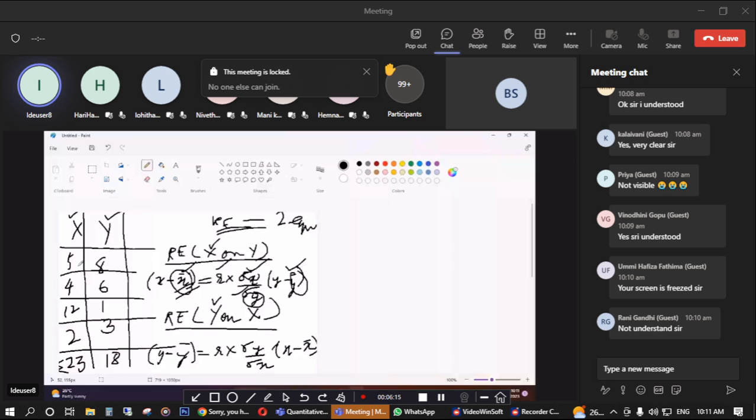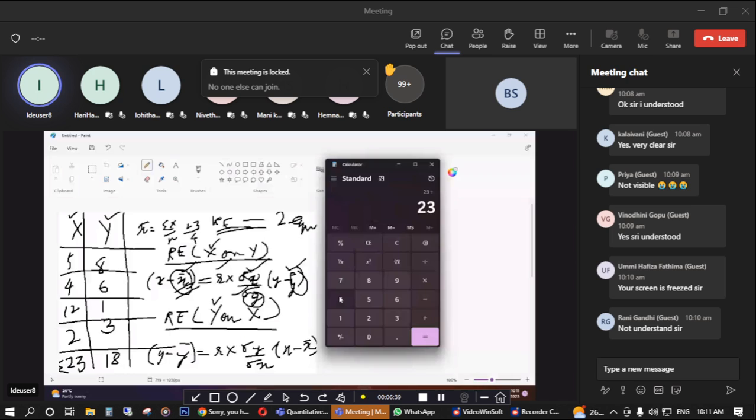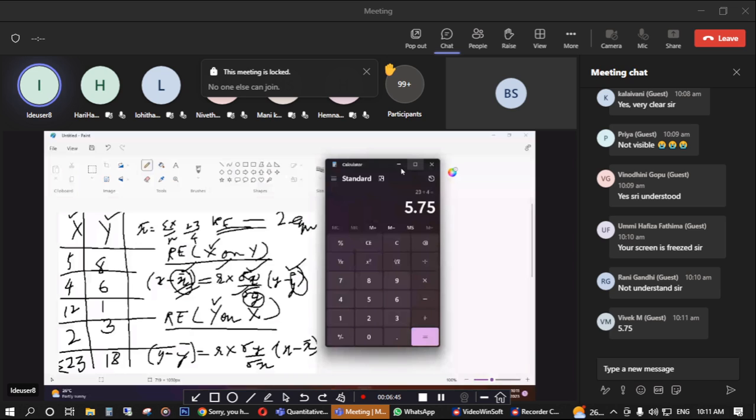So what is x bar? X bar is summation of x divided by n. So what is summation of x? 23. So 23 divided by 4. You can put down the value, 23 divided by 4 is 5.75. That is the value of x bar.